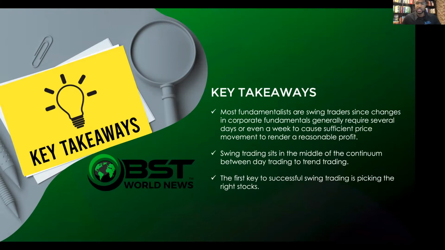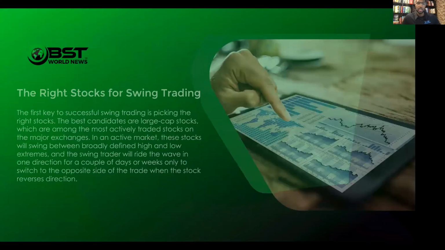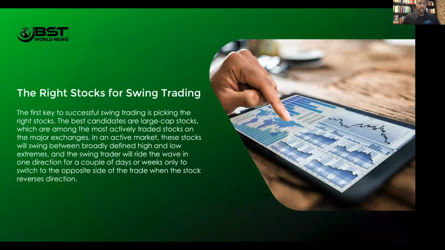The first key to successful swing trading is picking the right stocks. The best candidates are large cap stocks, which are among the most actively traded stocks on the major exchanges. In any active market, these stocks will swing between broadly defined high and low extremes, and the swing trader will ride the wave in one direction for a couple of days or weeks, only to switch to the opposite side of the trade when the stock reverses in direction.